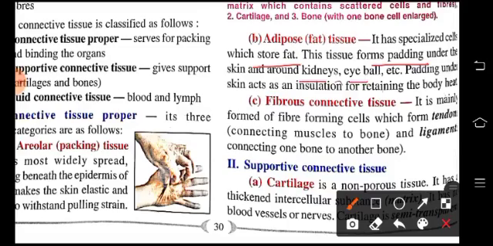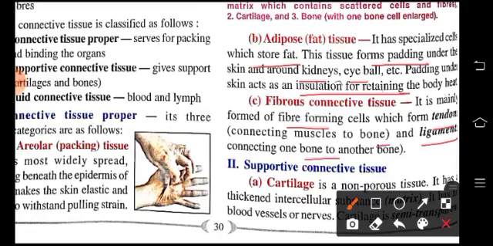Padding under the skin, they act as insulation for retaining body heat. Fibrous connective tissue is mostly formed of fiber-forming cells which form tendons and ligaments. Tendons connect muscles to bone, and ligaments connect bone to bone.